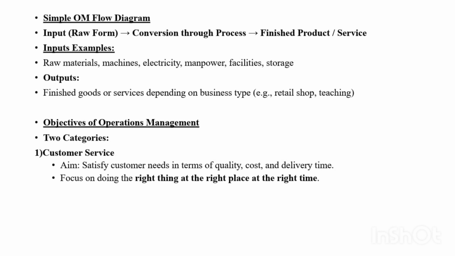So the first one is customer service. This aims to satisfy customer needs in terms of quality, cost and delivery time. So the three pillars of customer satisfaction are quality, cost and delivery time. Quality means the product should work, cost means it should feel the price is fair, and delivery time means the right time. So, doing the right thing at the right place at the right time is all about customer satisfaction.